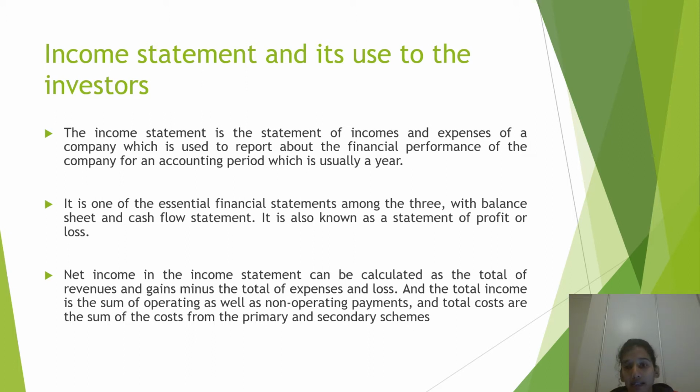The net income in the income statement can be calculated as the total of revenues and gains minus the total of expenses and losses. The total income is the sum of operating as well as non-operating income, and total costs are the sum of the costs from the primary and secondary schemes.